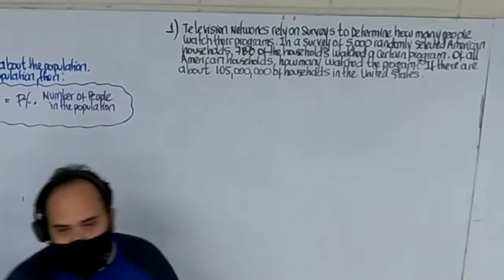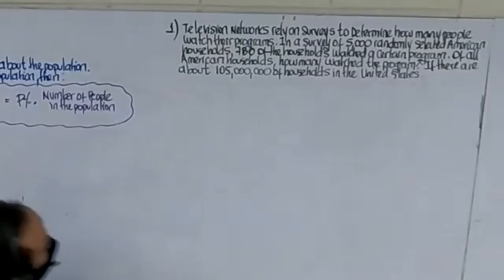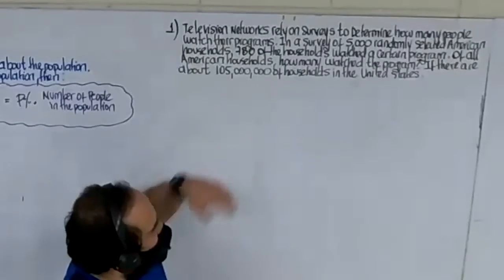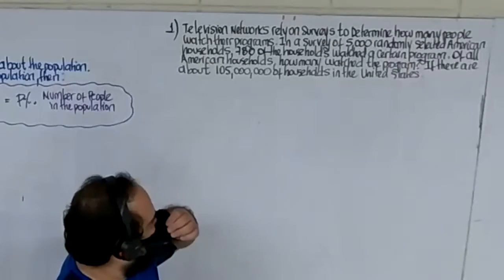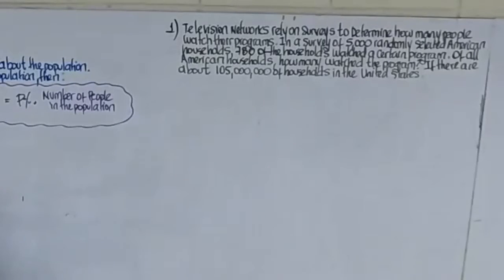Okay, this is the example I'm talking about. These prediction samples are used to identify if a product will be successful, or if a TV show program has a good rating or not. Television networks relied on surveys to determine how many people watch their programs. In a survey of 5,000 randomly selected American households, 700 of these households watch a certain program.